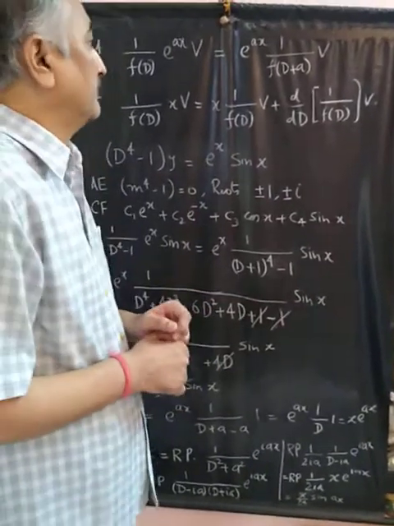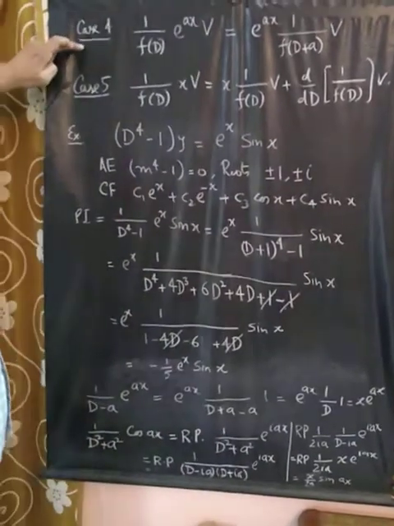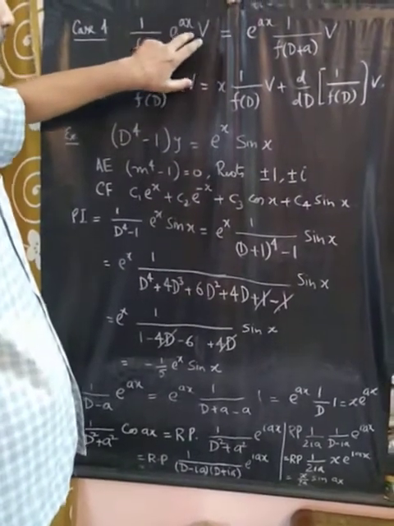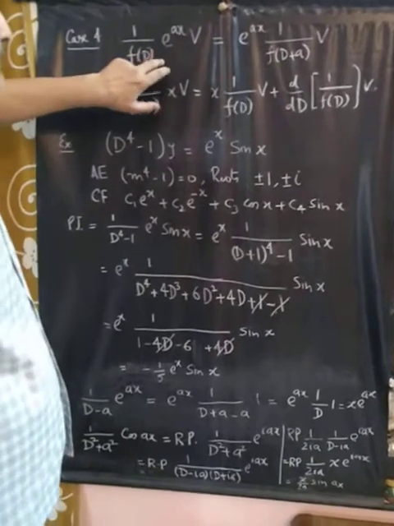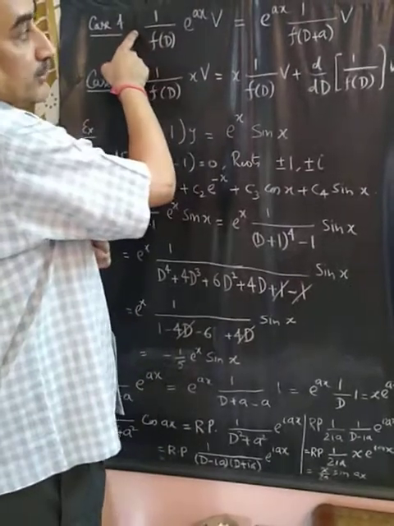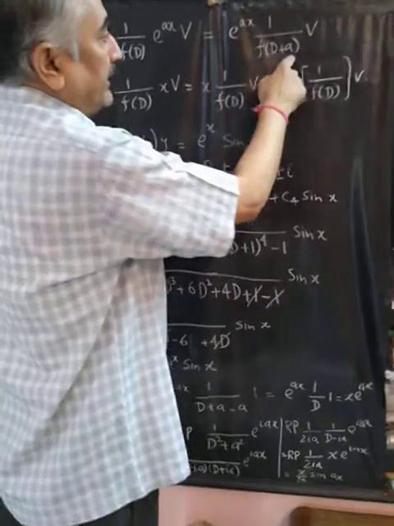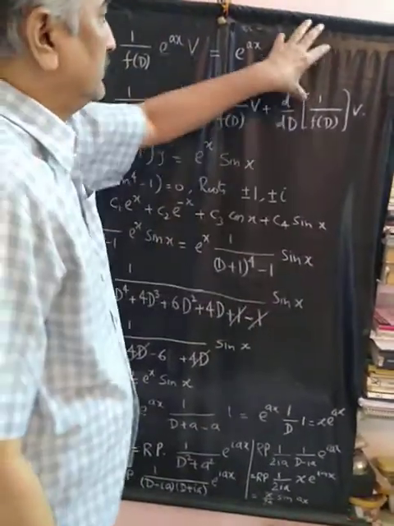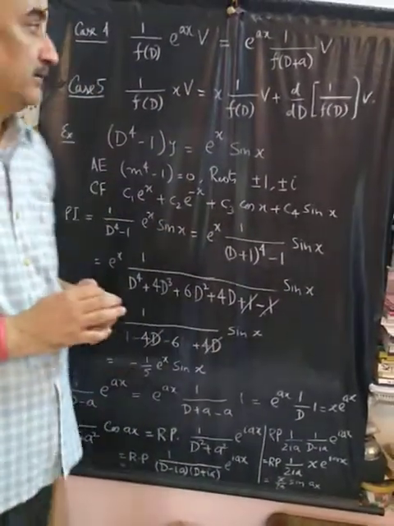the particular integral. Now in case 4 and case 5, these are the two cases, Q takes the form of exponential ax into V, where V is a function of x. And if this happens, then we write the particular integral as, we bring this exponential ax on the left of the operator, replace D in this f(D) by D plus a, and then apply 1 upon f(D plus a) on V. Whatever this will give you, multiply this with exponential ax, that will be the particular integral.